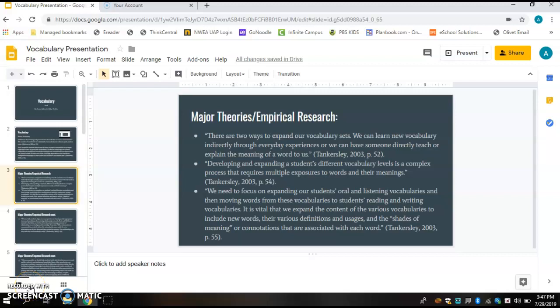The next few slides really are about the major theories or empirical research that I was able to find based on the instruction of vocabulary. And the first resource I really utilized was from our class textbook for this class from Tankersley. And he just talks about the different ways that teachers can approach teaching vocabulary.